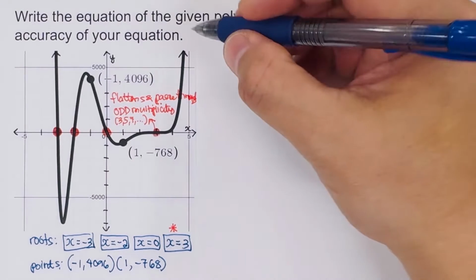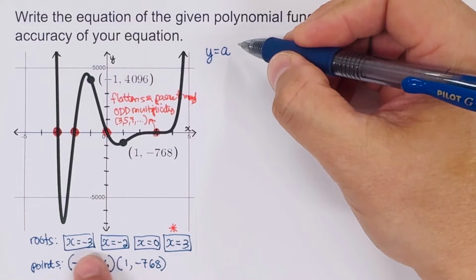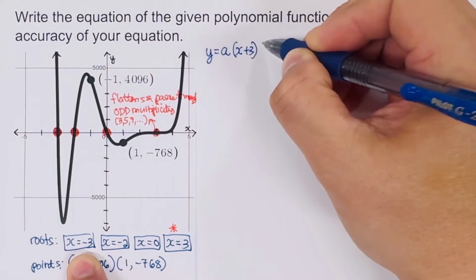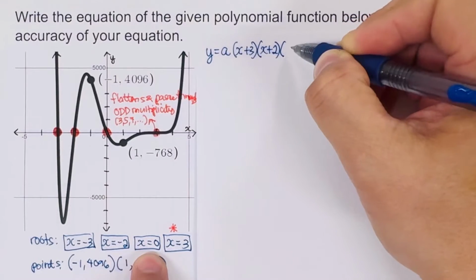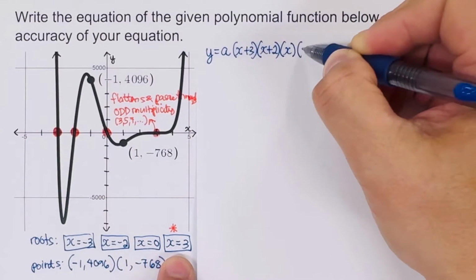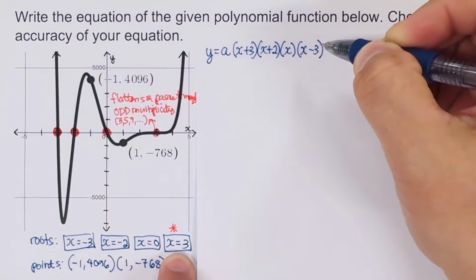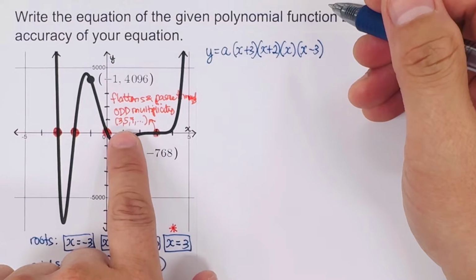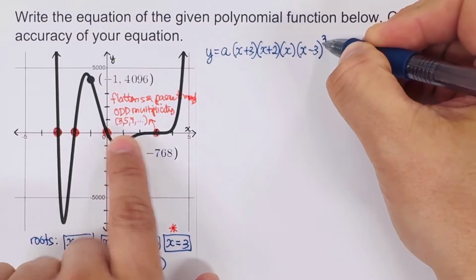So we go ahead and write y equals a. Then we're going to use the roots that we got here. So that would be x plus 3. Then we have x plus 2. Then we have just x. And then we have x minus 3. Again, there's a multiplicity here. So the multiplicity, if it flattens and passes through, would be 3, 5, 7. So we're going to try 3 first. So I'm going to put 3 up there.